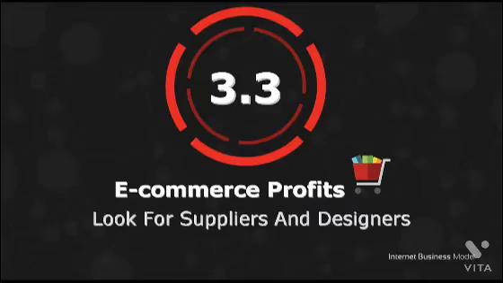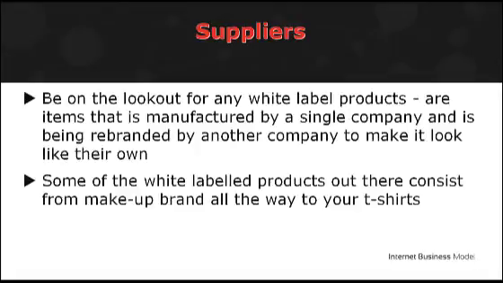Next, we discuss hiring suppliers and designers. To begin looking for products, you need to be on the lookout for any white label products. White label products are items manufactured by a single company and are rebranded by another company to make it look like their own. Many giant companies practice this method. Some white label products out there range from makeup brands all the way to t-shirts.